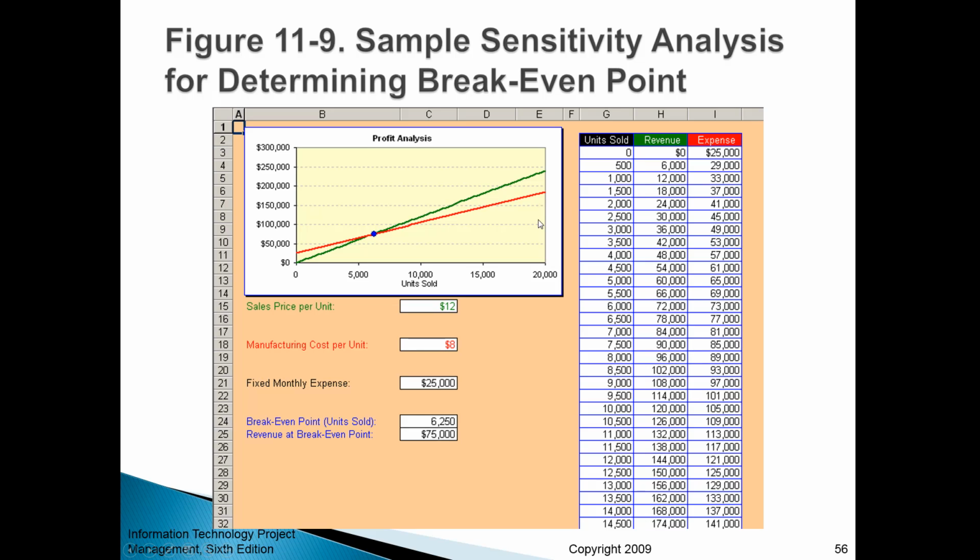So here you plug in numbers about your sales, sales price per unit, meaning the price of your product, manufacturing cost, your fixed monthly expense, and then based on that you get a break-even point in terms of the number of units sold, how many units you need to sell to reach a break-even point where all of your fixed and variable costs are covered, and also the revenue at the break-even point. So that 75,000 will cover all of your expenses.